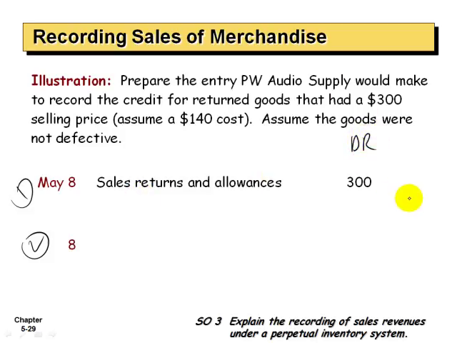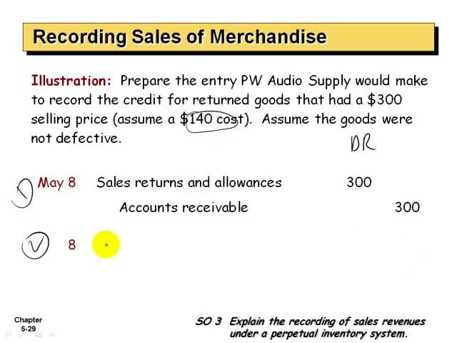And the offsetting credit for $300 is the reduction of the receivable asset that we're no longer going to collect in the amount of $300. The second half of the journal entry for this return is to record the cost of the item being returned. And here again we're giving it to be $140 debit and credit.